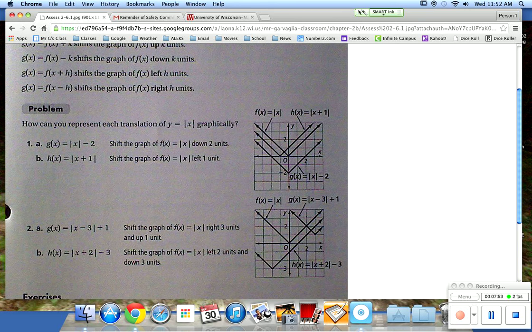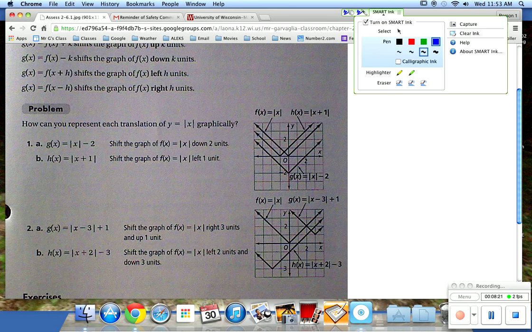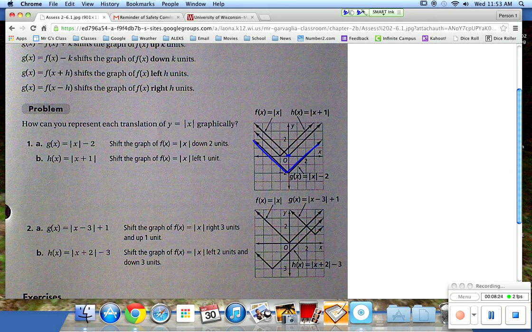Okay, so how can I represent each transition? Guys, come on. How can I represent each transition of y equals the absolute value of x graphically? Okay, and what did they do? Exactly what I did here. We shifted it down 2 units. In other words, we subtracted outside of the absolute value. So it took this graph, which was sitting at 0, and it moved it down. Here's the origin right here. It moved it down 2 units.